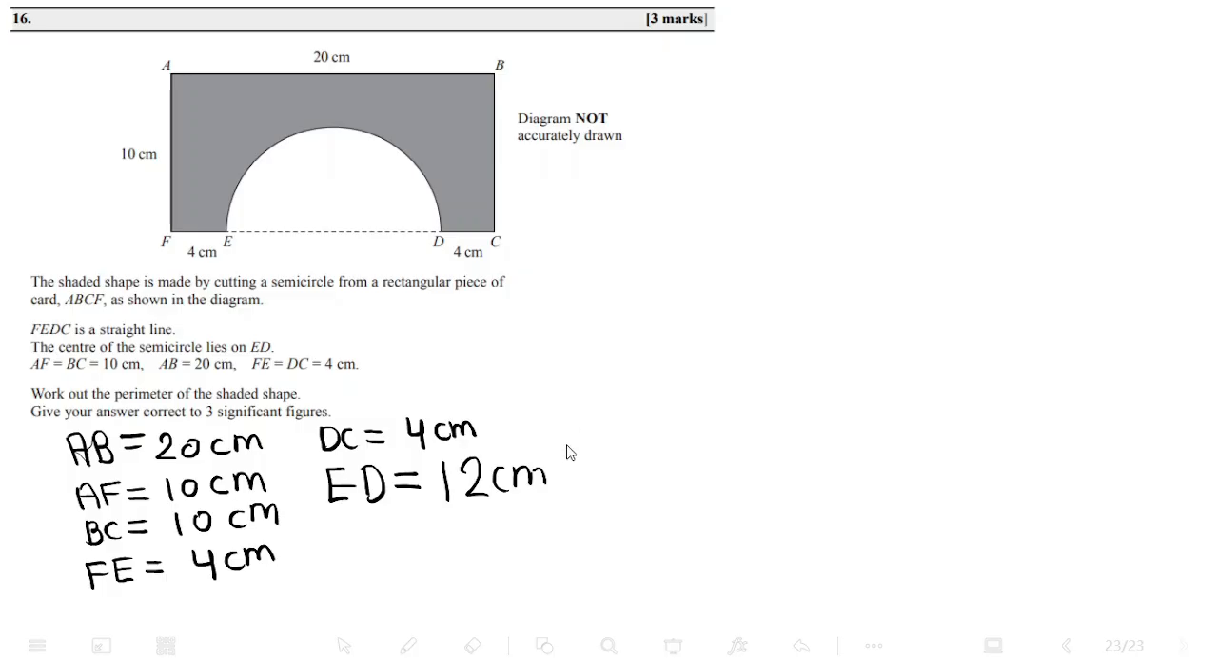Actually, there's a reason. A to B, that one line is 20 centimeter. That means F to C will also be 20 centimeter. Now E plus D equals 4 centimeter. So E is 4 centimeter and D is also 4 centimeter. 4 and 4 is 8 centimeter. So 20 centimeter minus 8 centimeter, I come with 12 centimeter. That's a very interesting thing. You are able to do this.